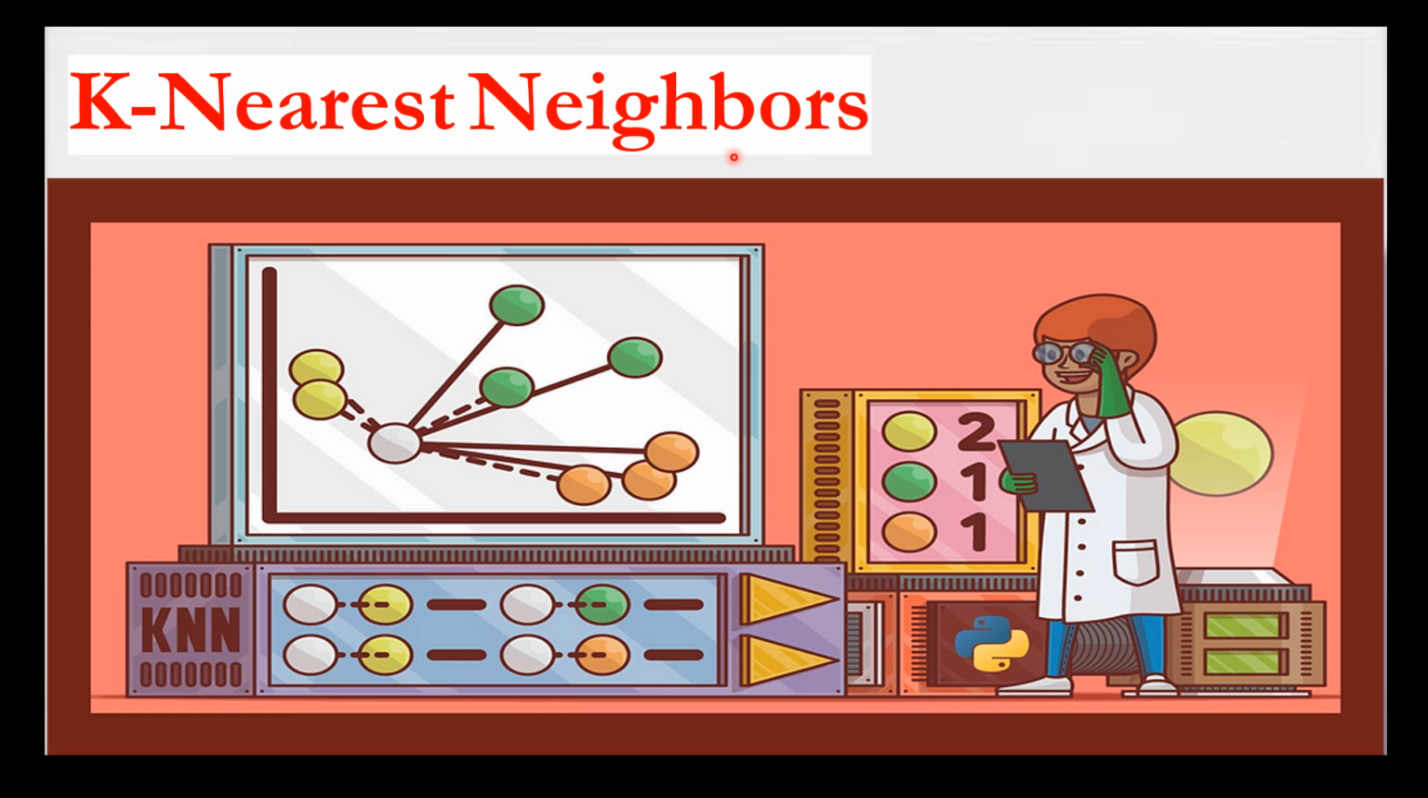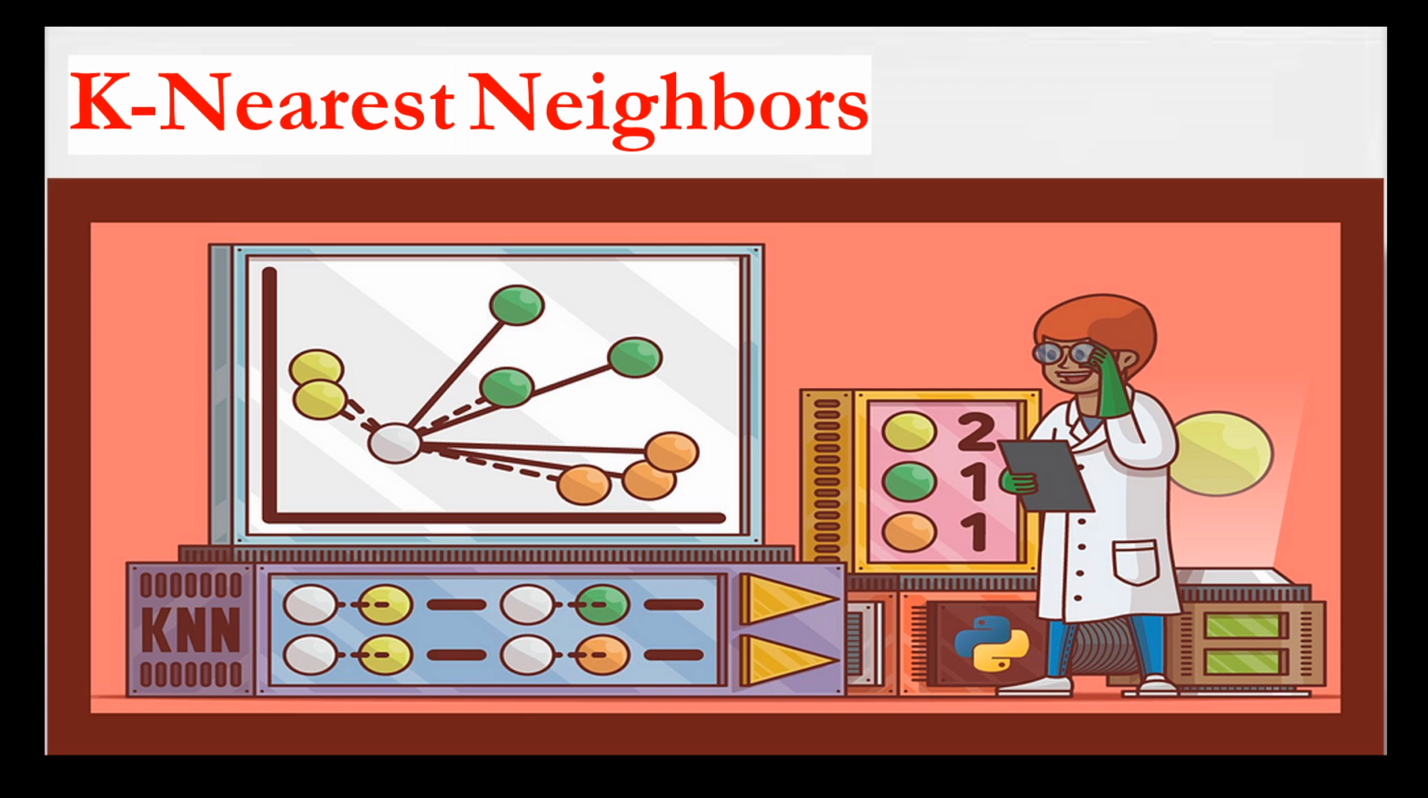Let's understand k-nearest neighbor, the most popular machine learning algorithm. So what is k-nearest neighbor? Basically, k-nearest neighbor is a simple yet effective machine learning algorithm used for both classification and regression tasks. It works by identifying the k closest data points, or the neighbors, to a given input and then using their labels or values to predict the output for that input.